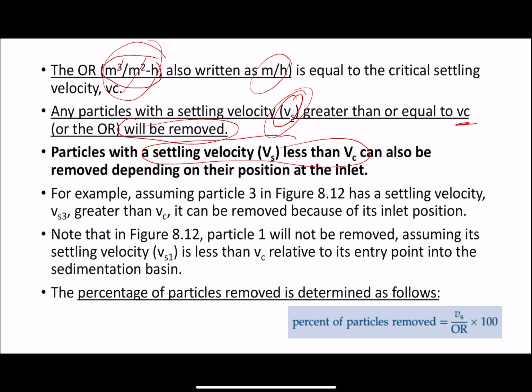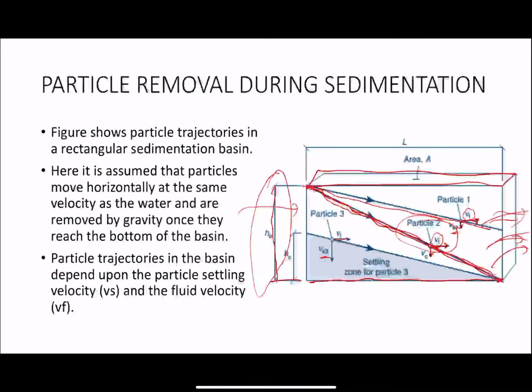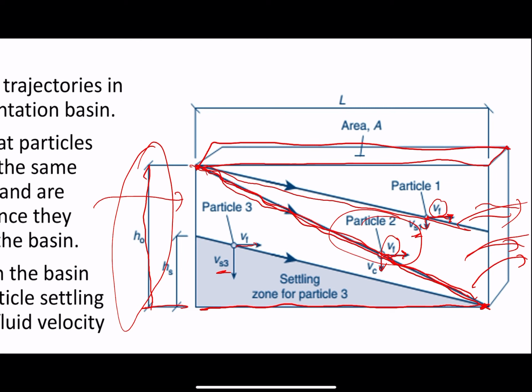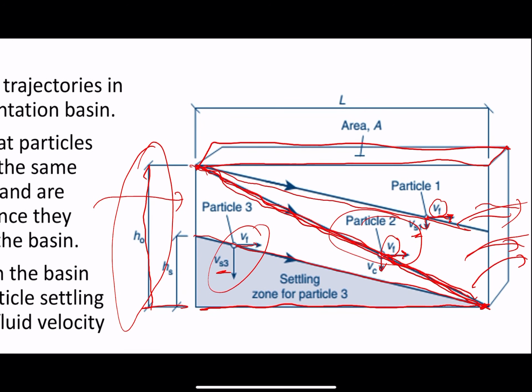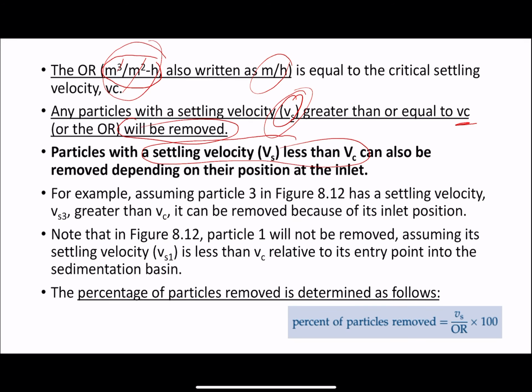So let's go to figure 8.12, the one we just showed here. This particle number 3. You can see that Vs3 is faster than Vc. It will be completely removed. So for the particle in that example, it has a settling velocity greater than Vc, critical, so it can be removed because of its inlet position, very close to the bottom.